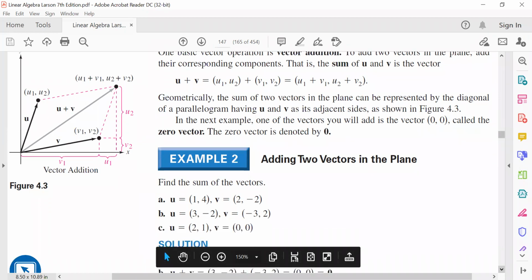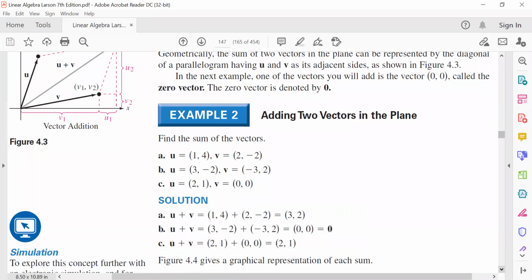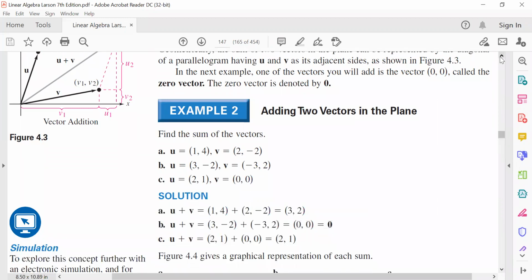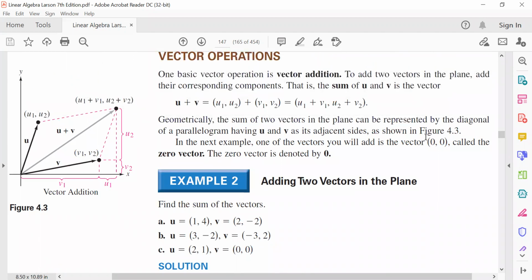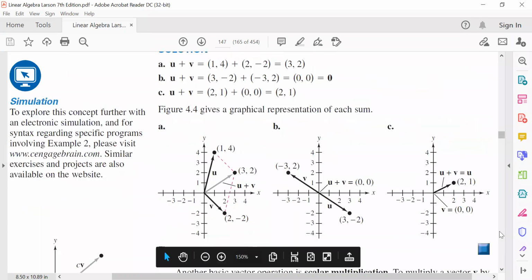Now, when we add, let's do some examples. Let's look at some examples here. Actually, I should let you pause your video. Oops, I showed you the answers. So find the sum of these vectors and pause your video, work it out. Okay, now you can unpause. Let's see what you got. And here's what you should have gotten.